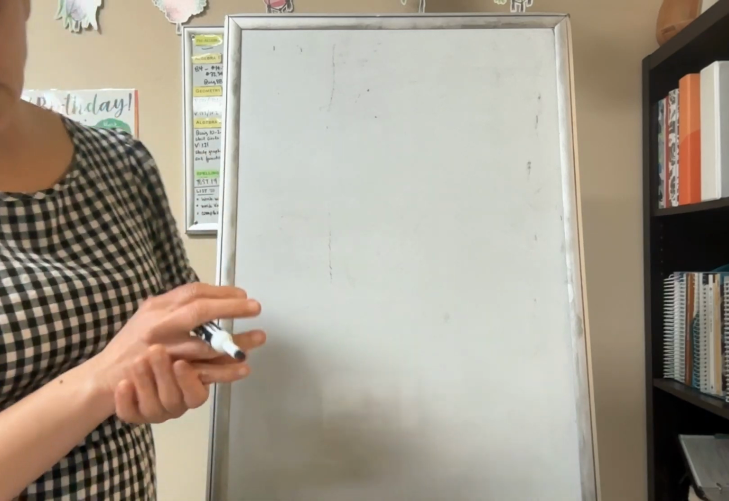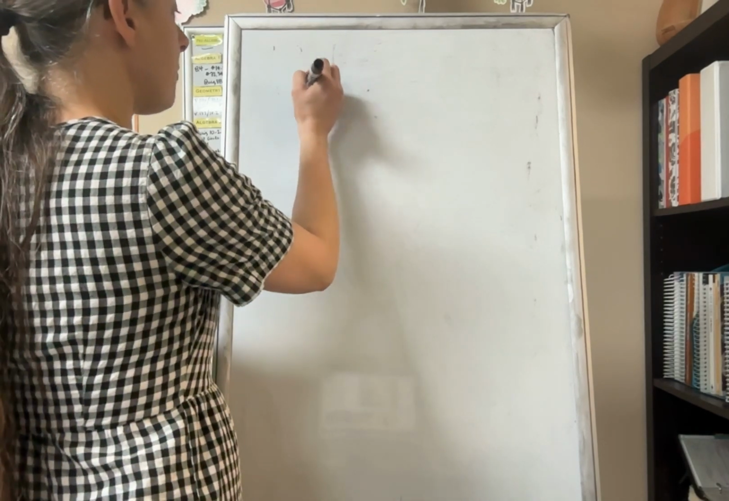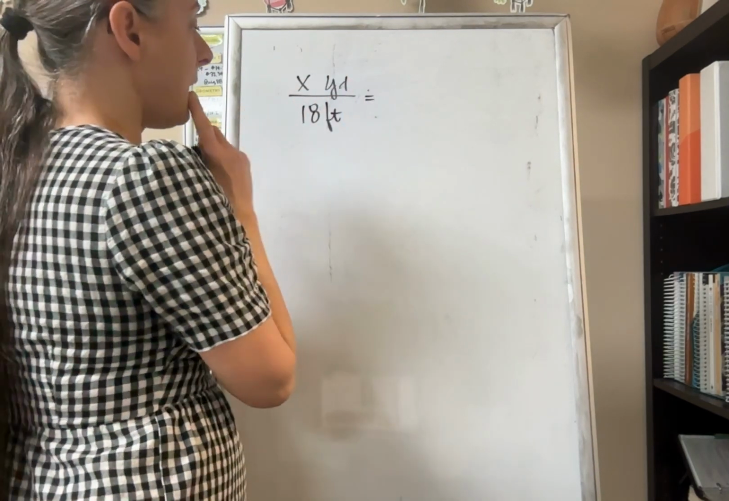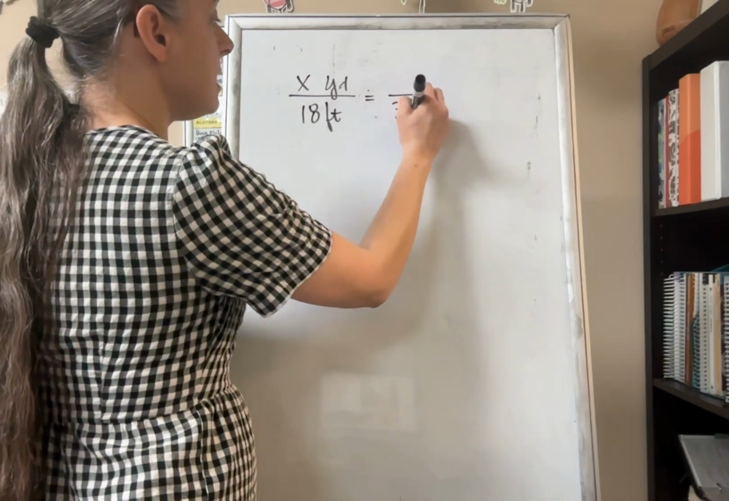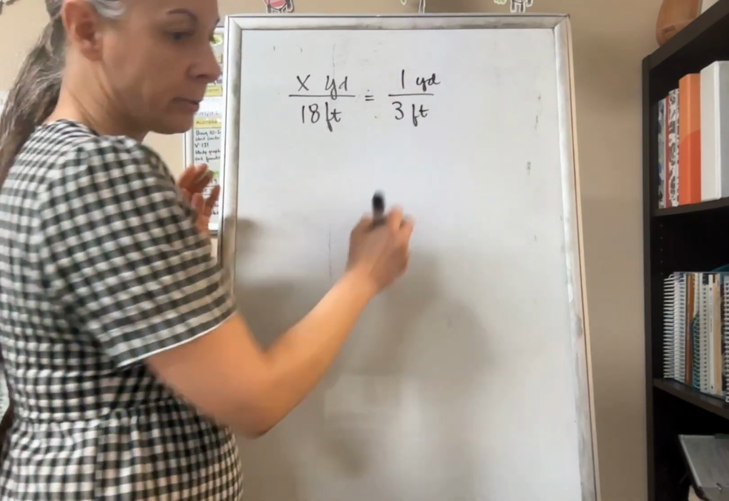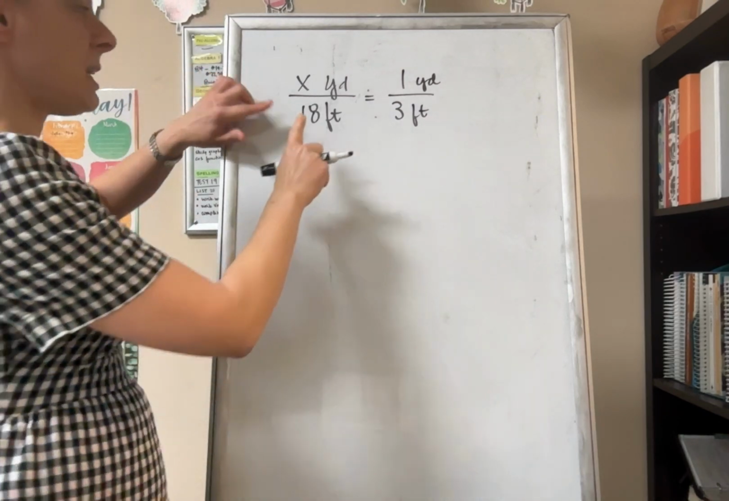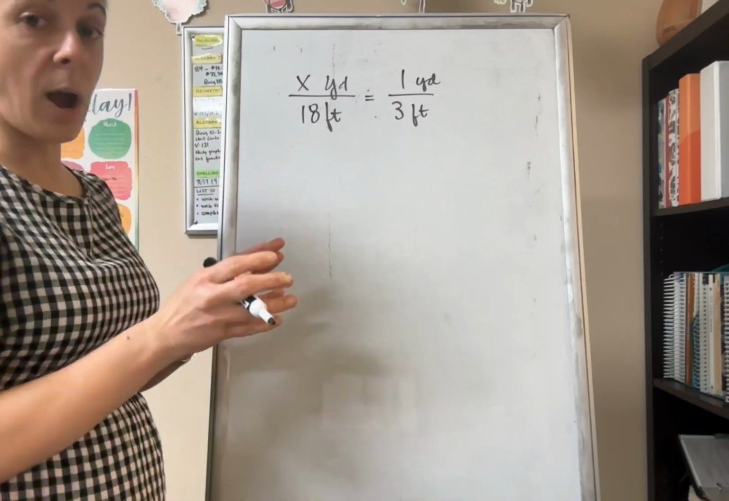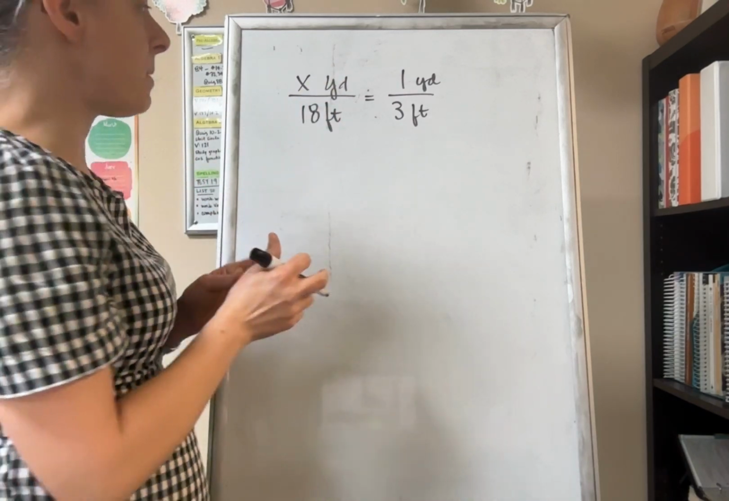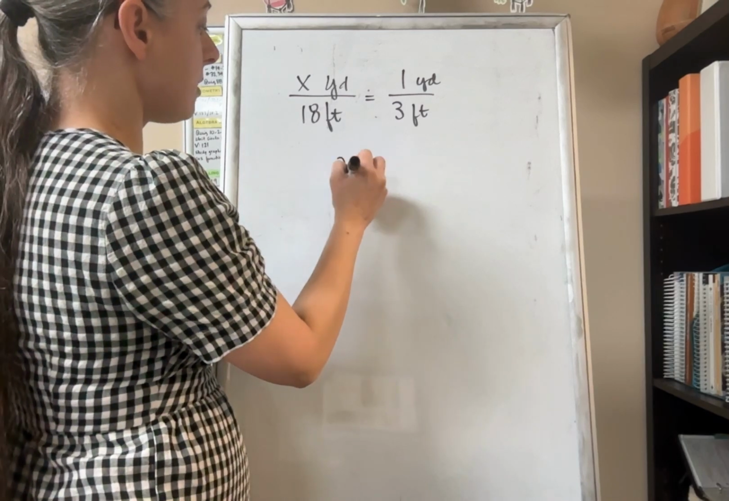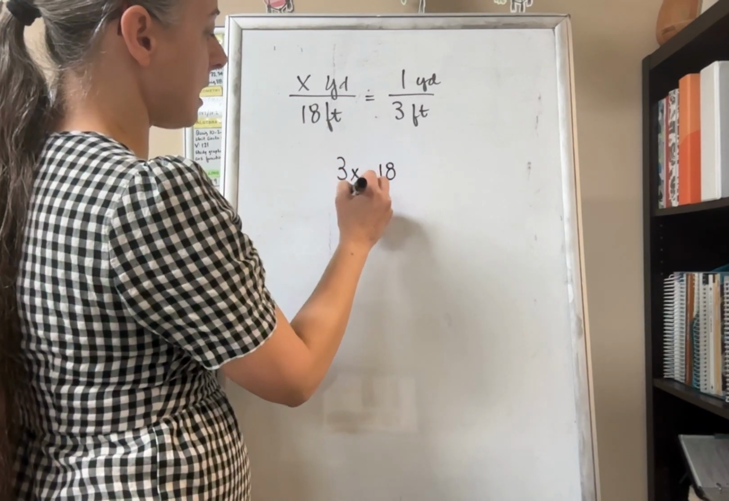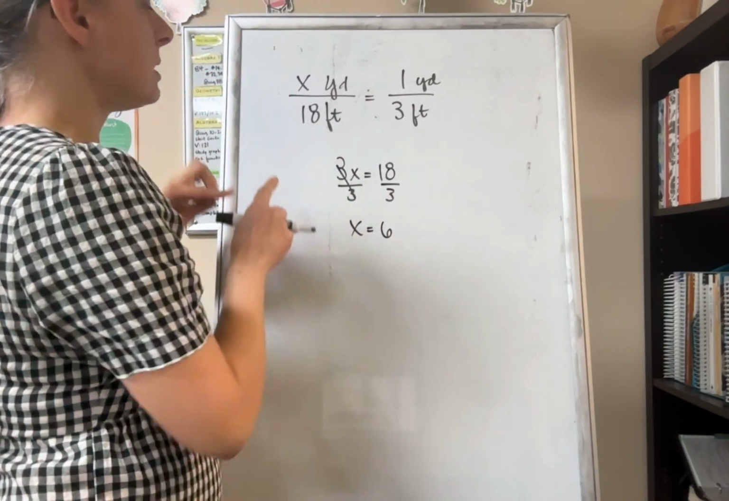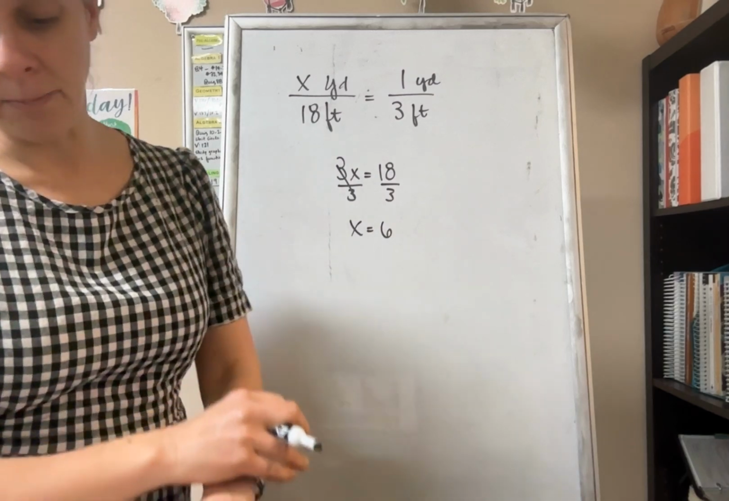Find the number of yards that are in 18 feet. So I know that there are X yards in 18 feet, and I know that there are 3 feet in 1 yard. Okay, now notice I have feet in the denominator, yards in the numerator. When I set it up properly, I can cross multiply and find my answer. I'm going to multiply here and get 3x equals 18, and I'll divide by 3 and see that x equals 6. There are 6 yards in 18 feet. Okay.